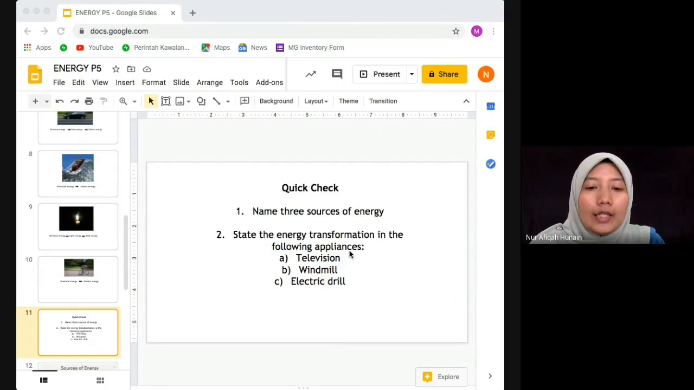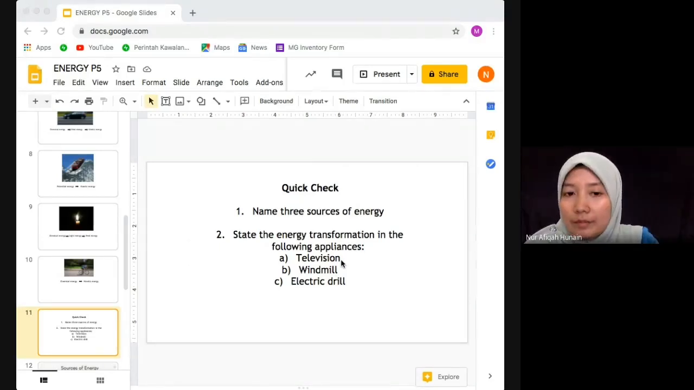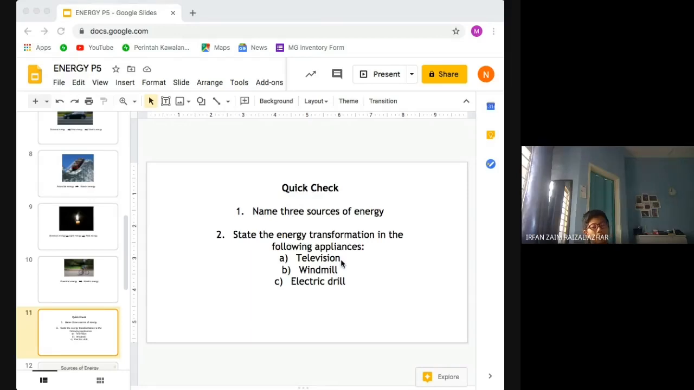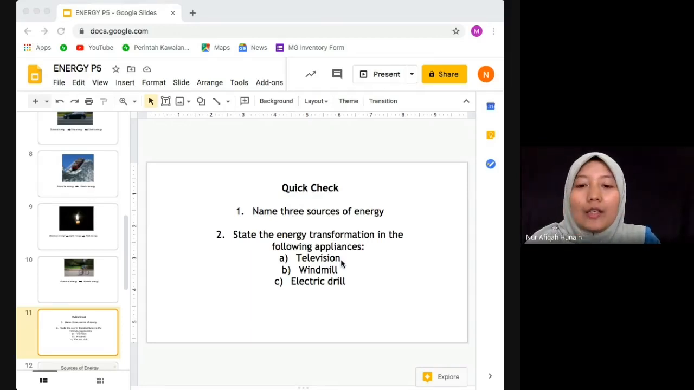Okay, number two, 2A. State the energy transformation in the following appliance. Television. Electrical energy to light plus sound energy. Okay, good. Want to try B? Windmill. Who wants to try windmill? You don't want to try? You know what a windmill is?